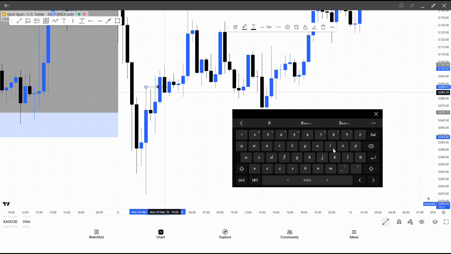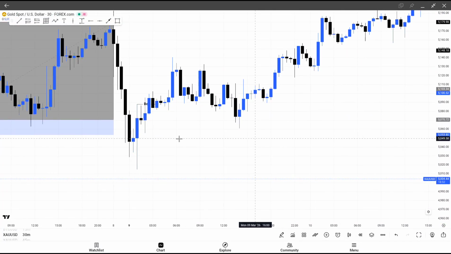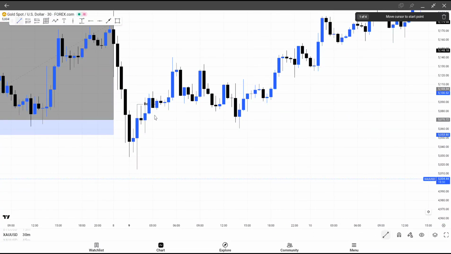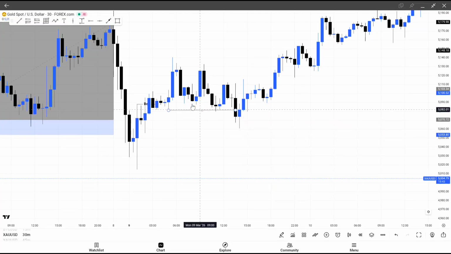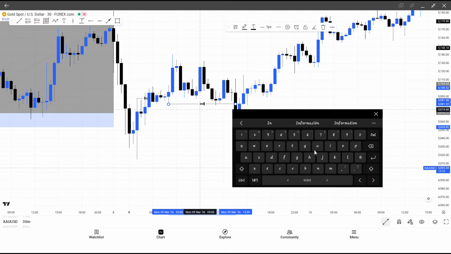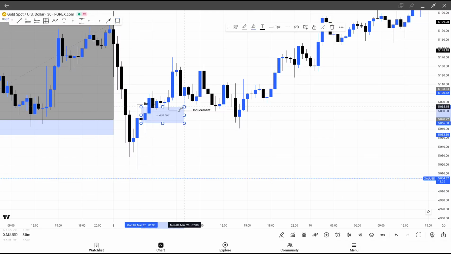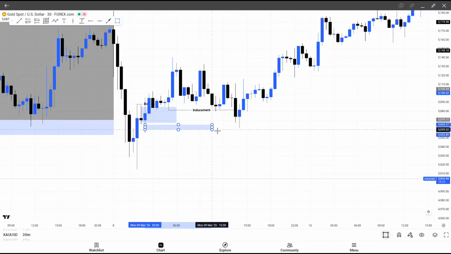Let me type it. This is a breakover structure. You have the inducement, that is what? The inducement, it is this guy in this place. Let me write it. We are going with the rules, and we pick the point of interest that has not been mitigated. We have this breaker block above here, and we also have another block here.